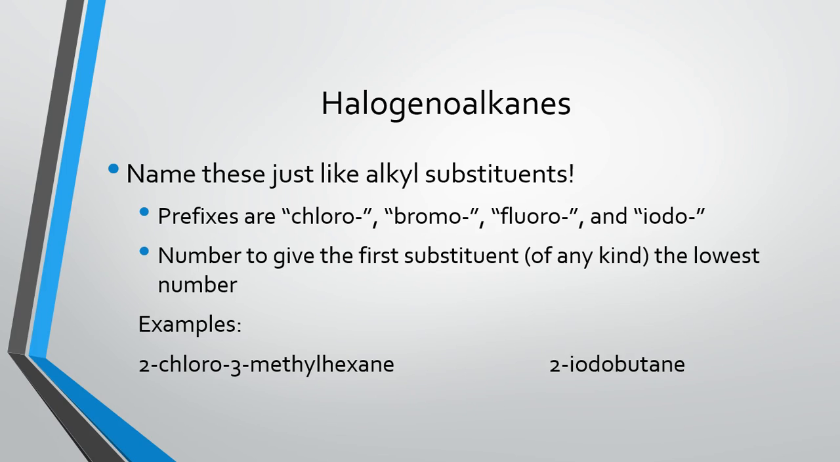Let's talk about some of the groups that we're going to name as well. Those groups that you just saw, you just need to be able to recognize them and identify the functional group. But we're going to now learn how to name some of these other groups. So halogenoalkanes, we name these just like we named alkyl substituents in 3.1. So the prefixes are chloro, bromo, fluoro, and iodo. And we number to give the first substituent of any kind the lowest number.